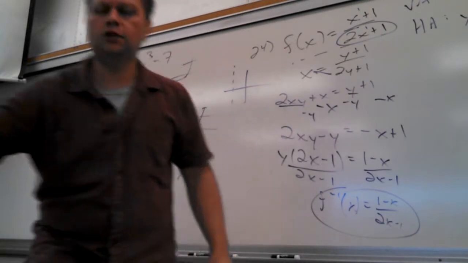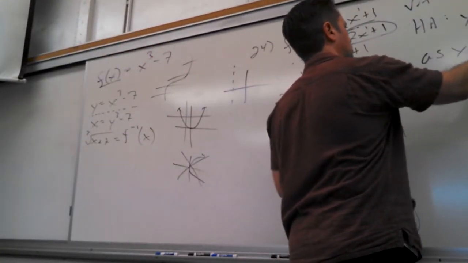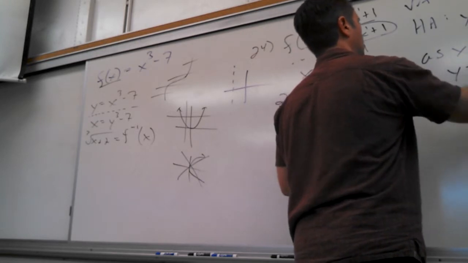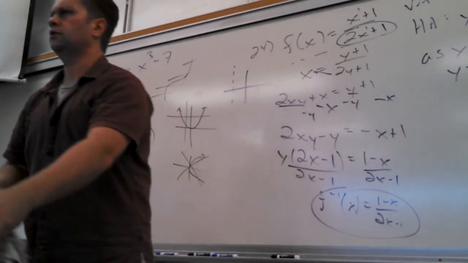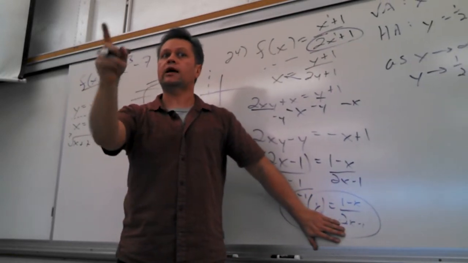Did anybody's teacher write it like this? As x goes to infinity, y goes to 1/2. Does that look familiar? No? All right. But do you understand what that means? That's what a horizontal asymptote is all about.